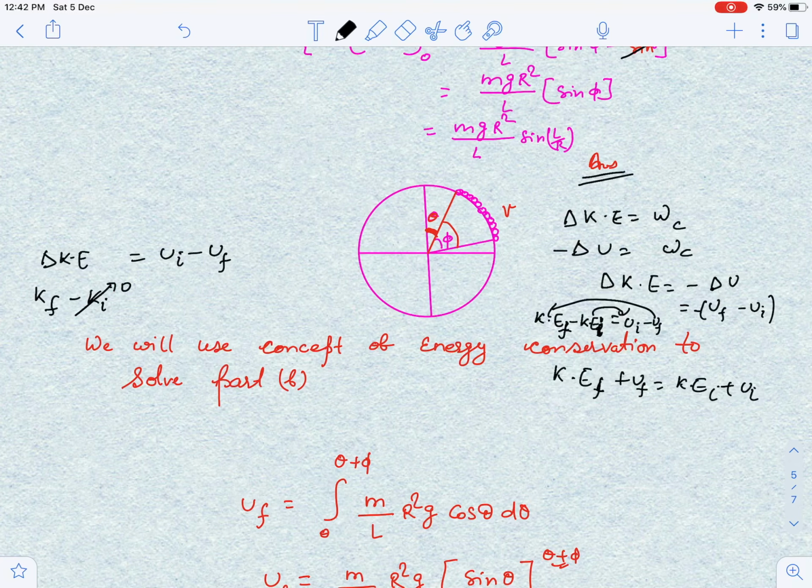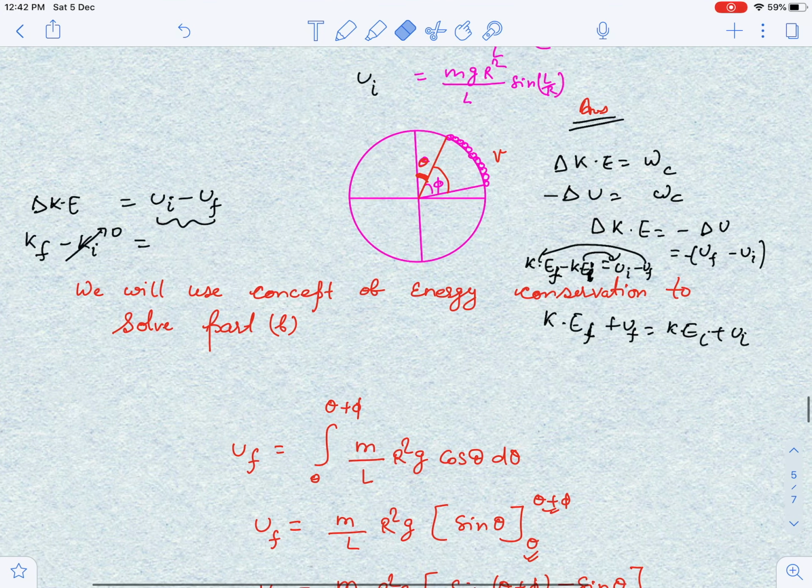Initially when it starts, K initial is 0, and K final I have to calculate by finding the difference. U initial I have already calculated. U initial is given as m g r square by L sine theta, L by r. This value I will put in after calculation of U final. So how will I calculate U final, guys? In order to calculate U final, I have taken an instant when it is making an angle theta.